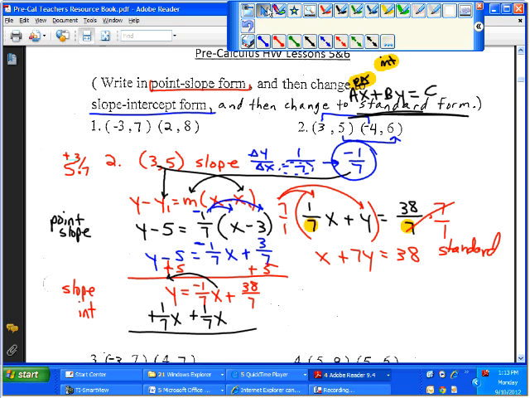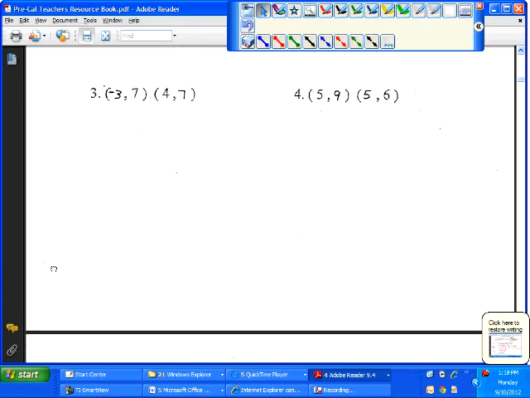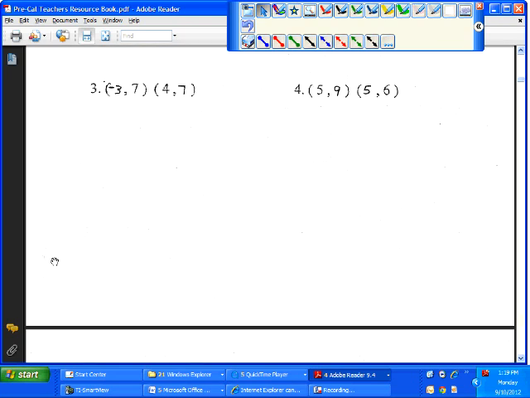Any questions on that? Everybody good with 1 and 2? Okay. Yeah, the tests for 5 and 6 will look like this, but your Wednesday test is 3 and 4, which was that graphing, point tables, graphs, and equations.